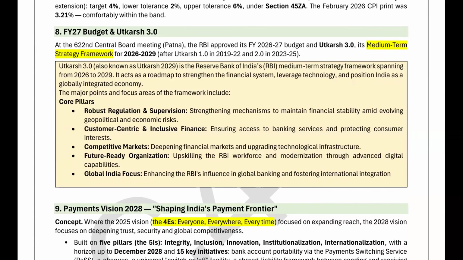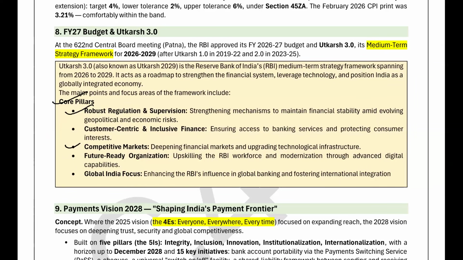That is core. The major points and the focus area of the framework include core pillars. Remember this. What is the first? Robust regulation and supervision, right? A statement based question can be framed. What is the second? Customer centric and inclusive finance.